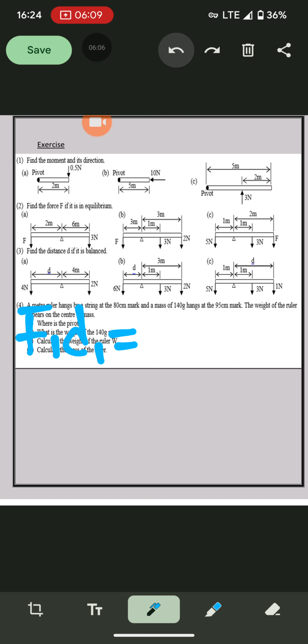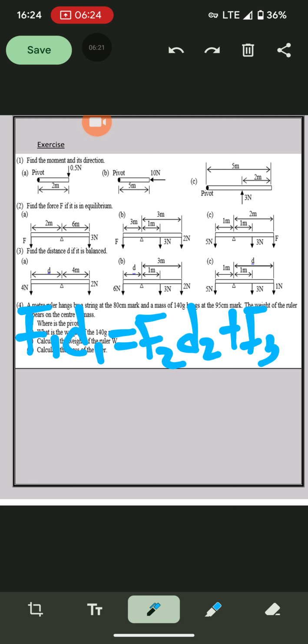Okay, so it's the 2 Newton and the 3 Newton. They're both trying to take the beam this side, right? So it's the 2 Newtons, F2 times distance 2, plus F3 times distance 3. Sum of the anti-clockwise equals sum of the clockwise. Sum means adding them. Here we have only one anti-clockwise, so we're not going to add it to anything, but the clockwise we have 2.